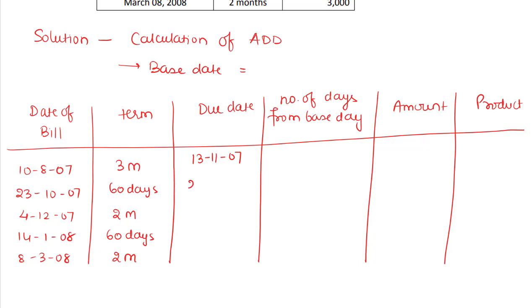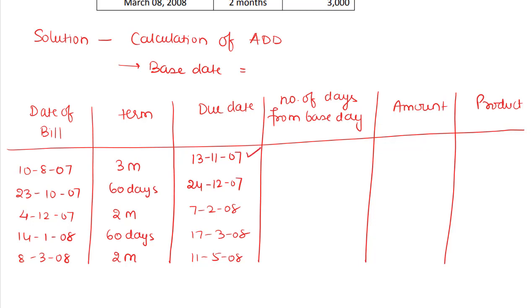60 days from 23rd/10/2007. This is 24th December 2007. 4th December 2007, 2 months. So 4th February 2008 plus 3 days, 7 February 2008. 60 days from 14 January 2008, it is 17 March 2008. 8th March 2008 and 2 months, it is 8th May 2008 plus 3 days of grace, 11 May 2008.